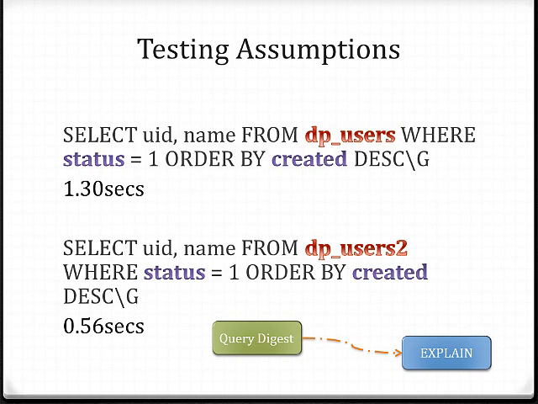Testing assumptions: basically you go to your testing environment, and what I do is I create dp_users2, and let's say I added an index to help this particular query, and I want to see if it works. I still have the old table in my environment with all the updated data, as much as I can, so it resembles the live environment as much as I can, not just 200 sample rows. And then I see if my theories work.